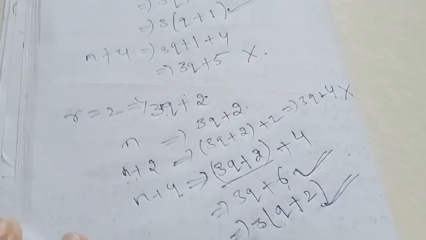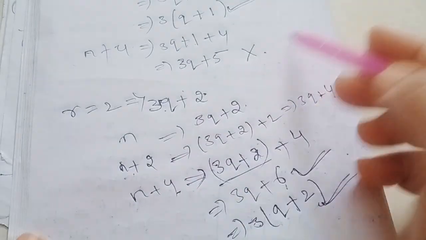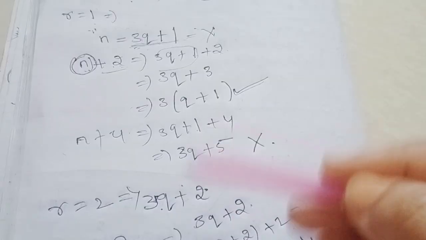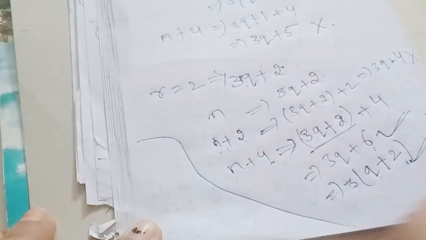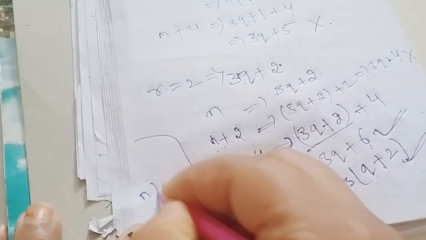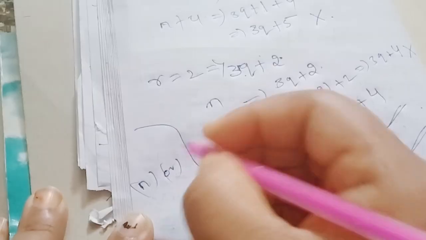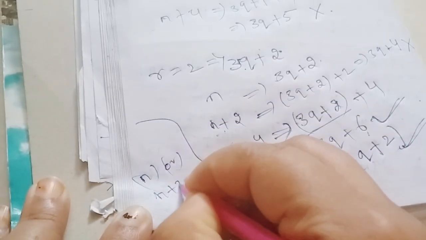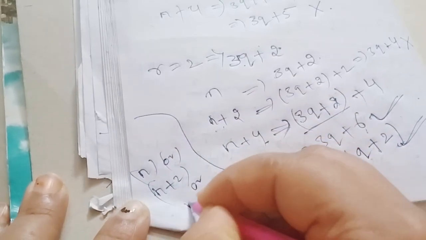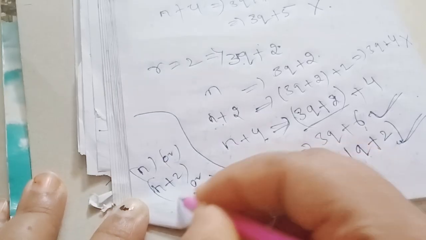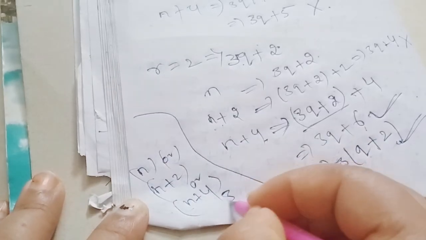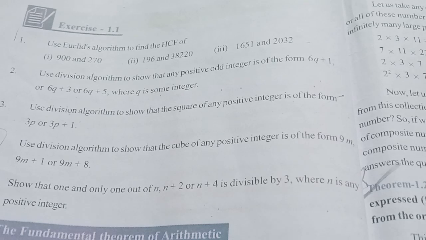So we can observe here, in all the above 3 cases, only one of n, or n plus 2, or n plus 4 is divisible by 3. Okay, is it clear? Okay, this exercise 1.1 is completed.